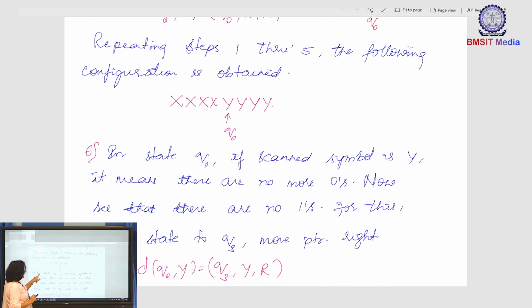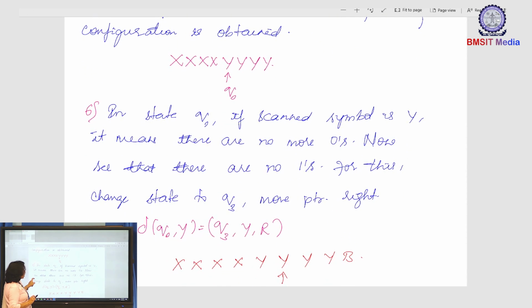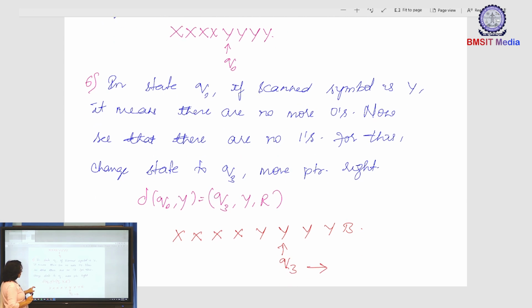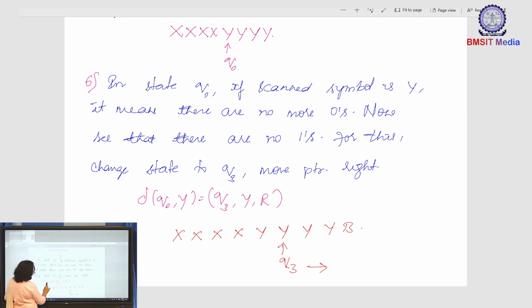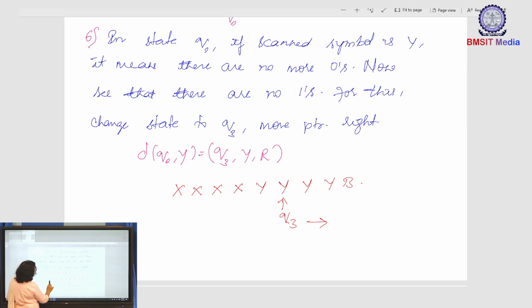For that, in state q naught, if the scanned symbol is y, it means there are no more zeros. So now see that there are no ones. For this, change the state to q3, move to the right. So delta of q naught on y equal to q3. From q naught change to q3, y itself, go to right. So this transition, we saw the first y, change the state to q3.